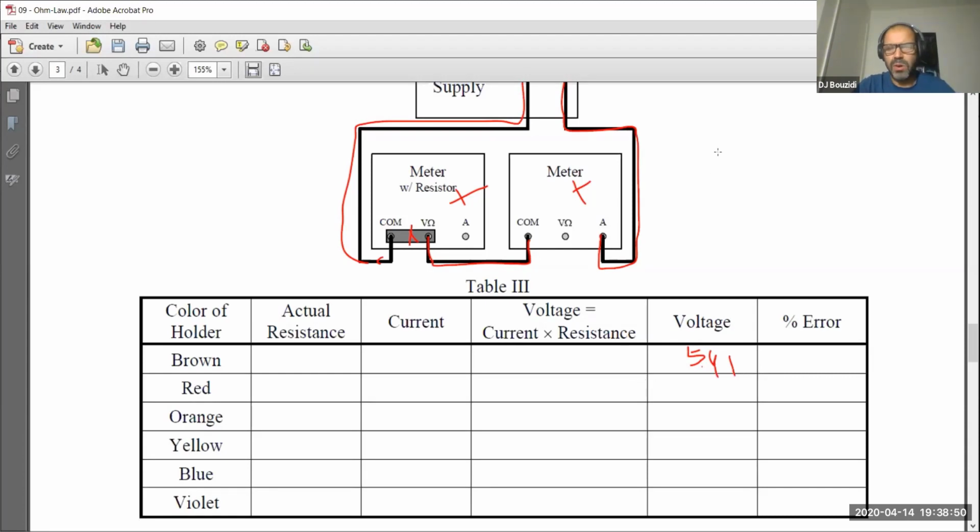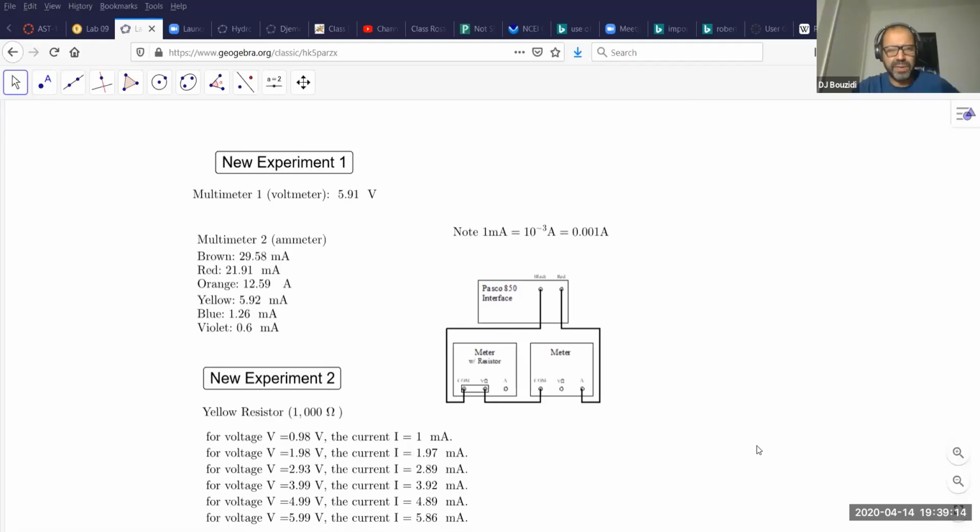Now, let me stop the screen in here because I need to get my current and the resistance in here. I may have to change this a little bit to reflect the actual lab, but the instructions, like I said, are slightly different in here. Okay. The current running through the brown is 29.58. The current running through the red is 21.92.